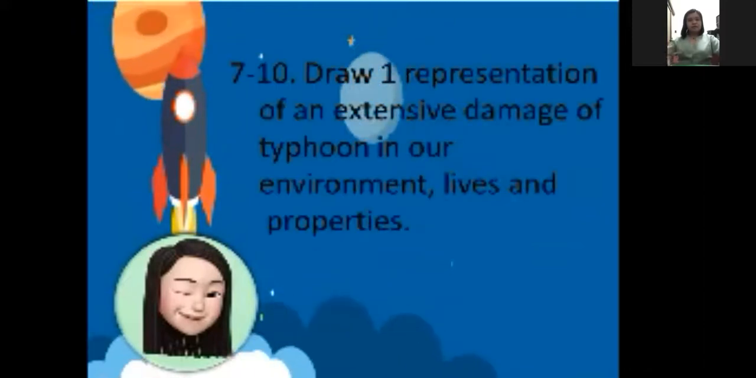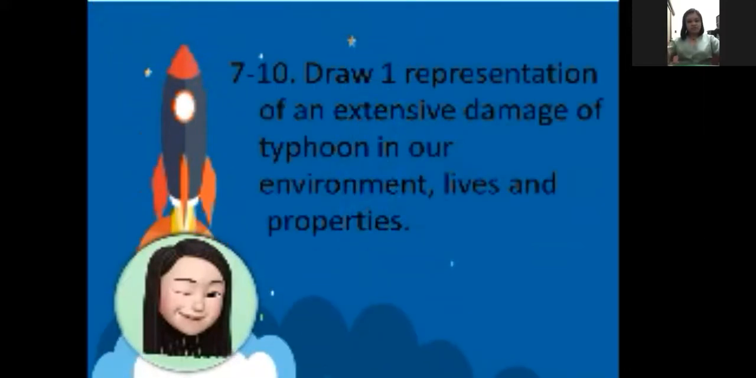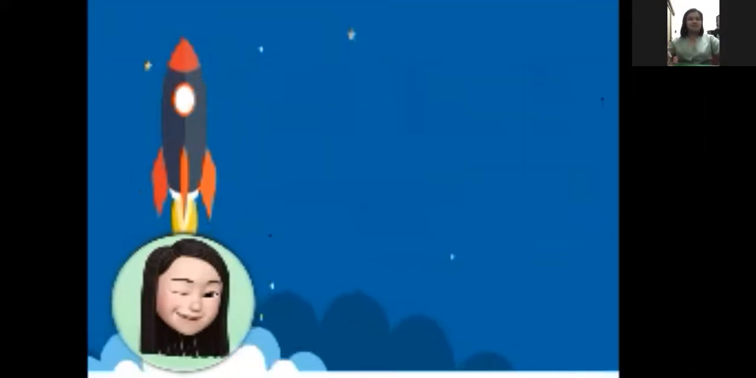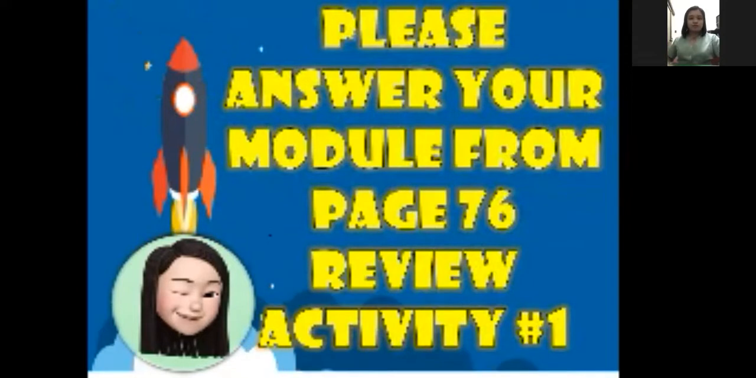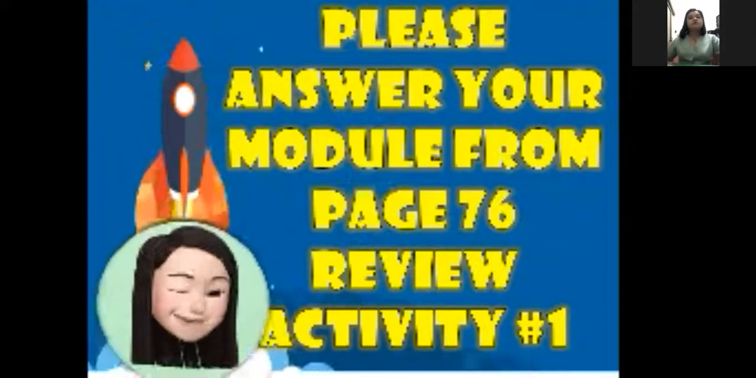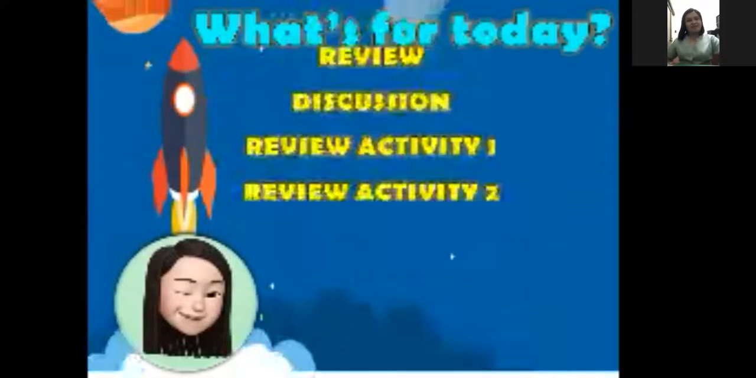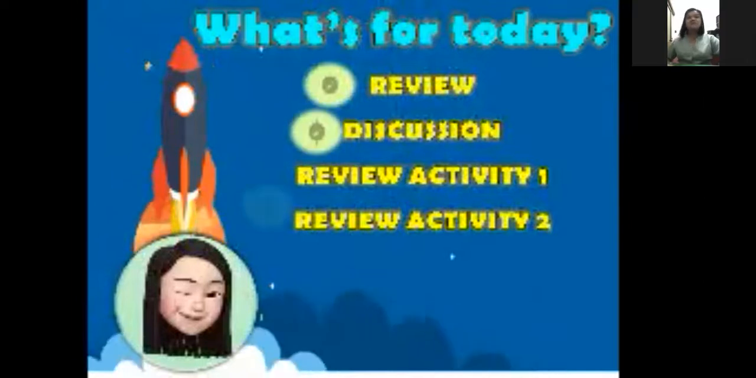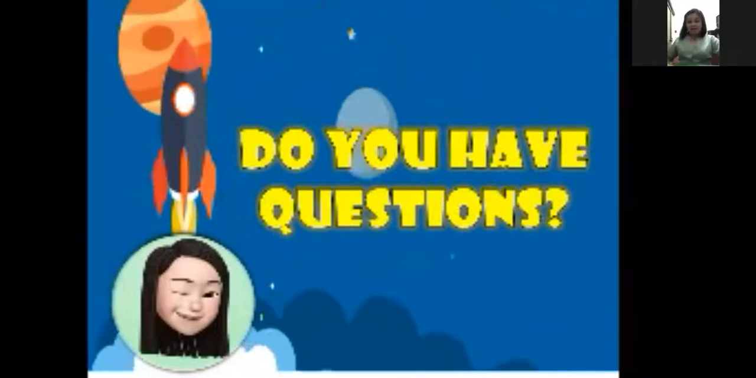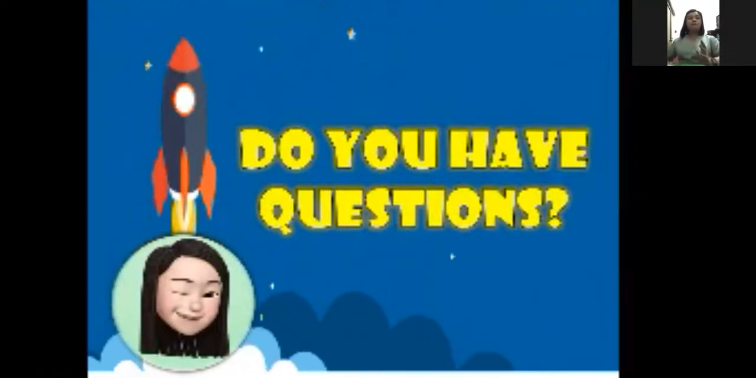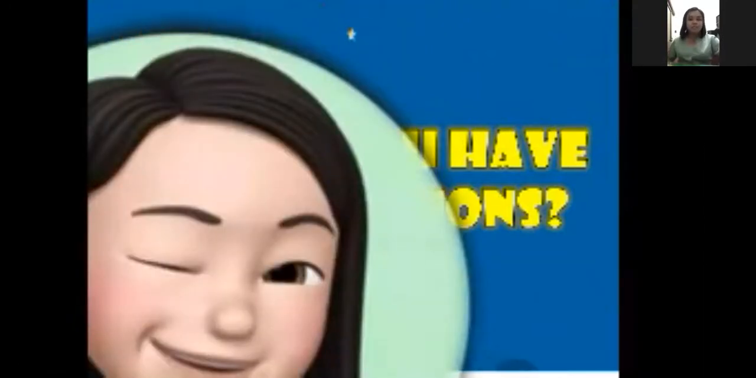and for numbers 7 to 10, draw one representation of the extensive damage of a typhoon to our environment, lives, and properties. So that is for review activity number one. Also, if you haven't answered your module from page 76, review activity number one, please answer it. And that's it for this video. Since we're done with the review discussion and review activities number one and number two, if you have questions, please message us.